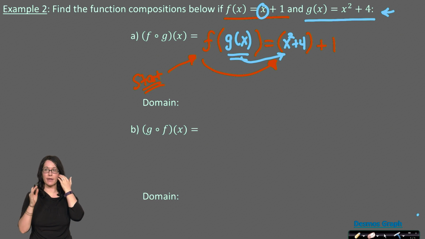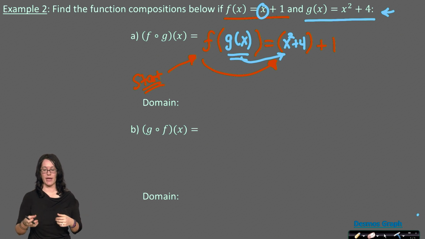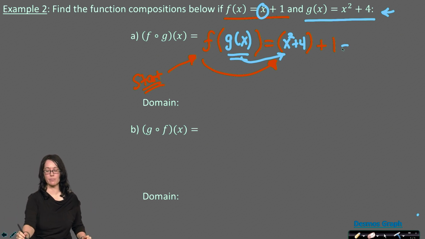A lot of people right here get confused. Why am I adding 1? Because we are saying the f function depends on g as the input. So we start with the f function, which is take your input, add 1. So now just replace the input with the inside function g of x. Okay, maybe that makes more sense. You might need to watch that again until you really understand what I'm saying.